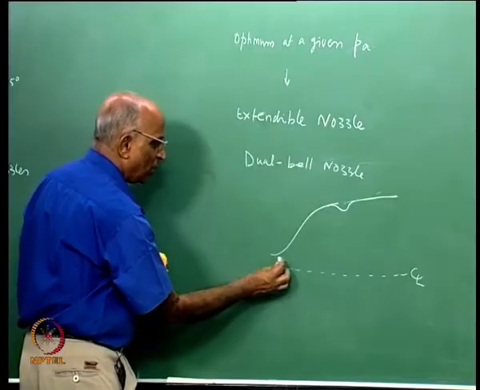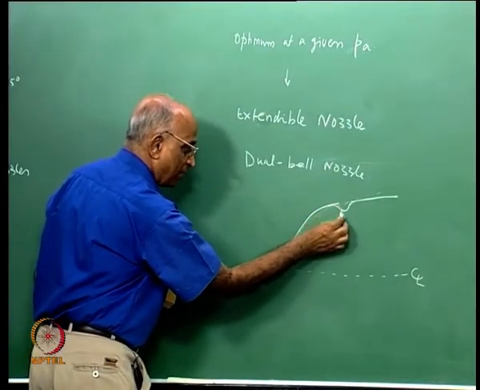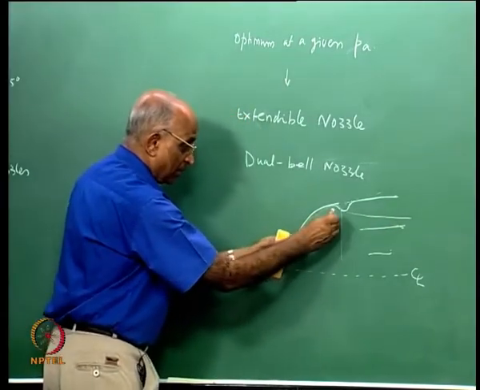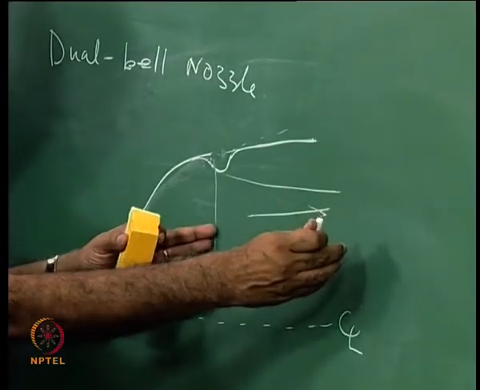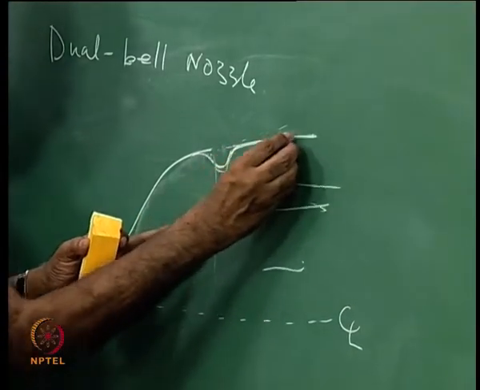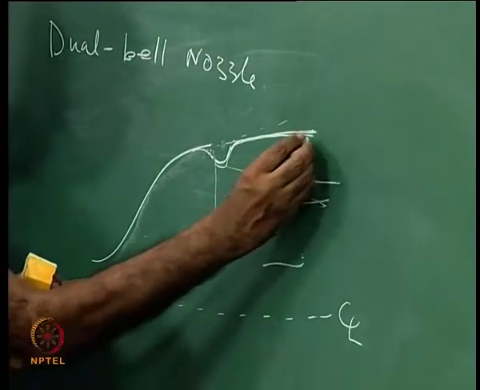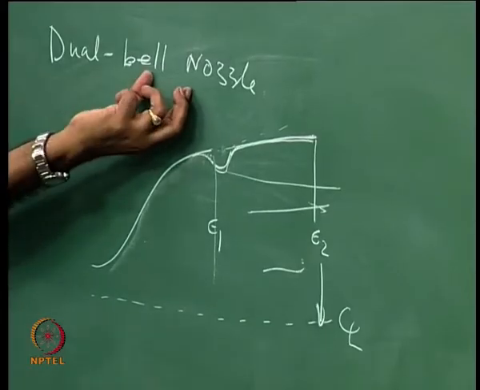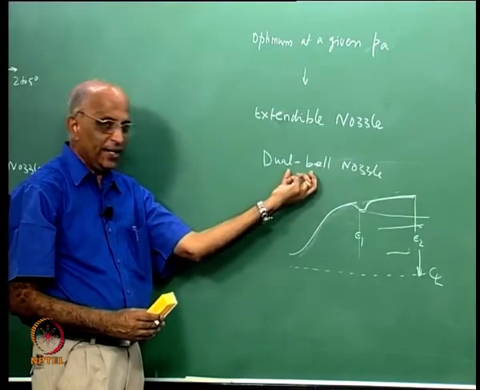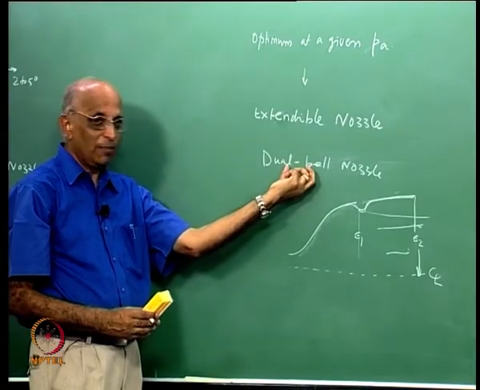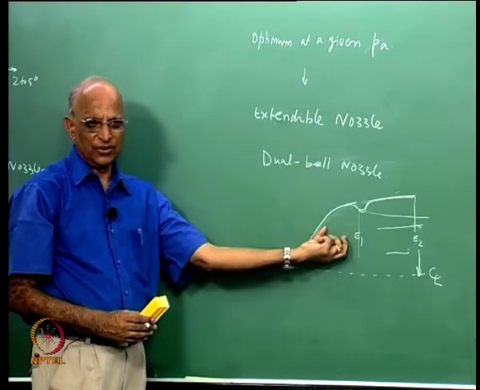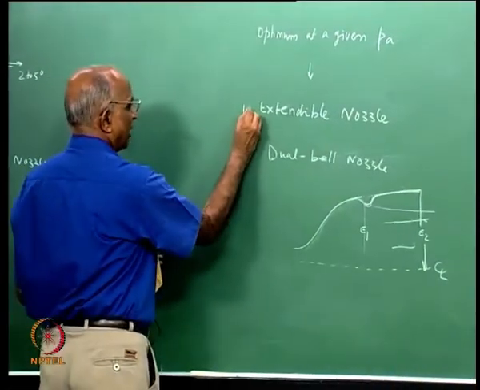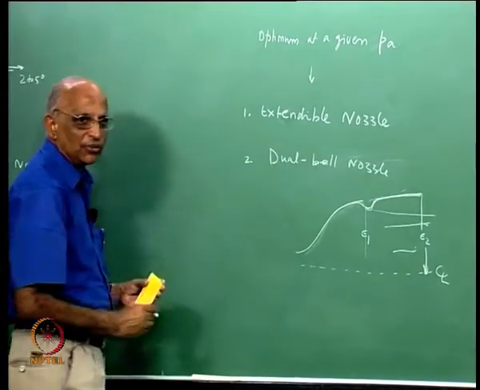Now what is going to happen at lower altitude? The flow expands to the ambient pressure, flow separates and flows over here. At higher altitude, because the pressure here is very much higher than the ambient pressure, the flow reattaches here. Therefore I can get area ratio epsilon 1, area ratio epsilon 2 over here. This is known as a dual bell nozzle. In fact, this month's issue of the AIAA journal has a paper on this dual bell nozzle looking at the optimum conditions. That is, there is still work going on in this. Therefore, among the unconventional nozzles, first is the extendable nozzle, second is the dual bell nozzle.